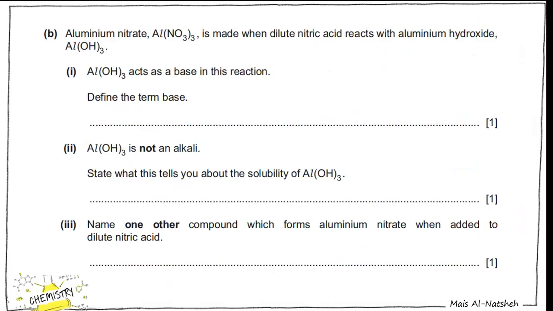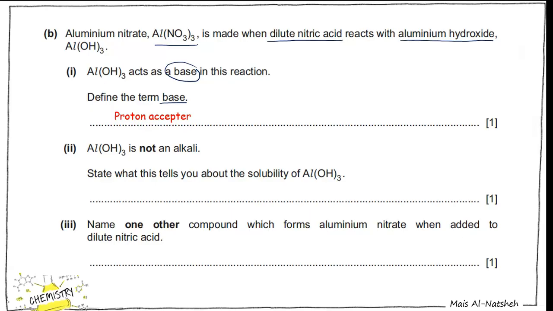Next one. Aluminum nitrate Al(NO3)3 is made when dilute nitric acid reacts with aluminum hydroxide, which is Al(OH)3. Aluminum hydroxide acts as a base in this reaction. Define the term base. A base is defined as a proton acceptor.